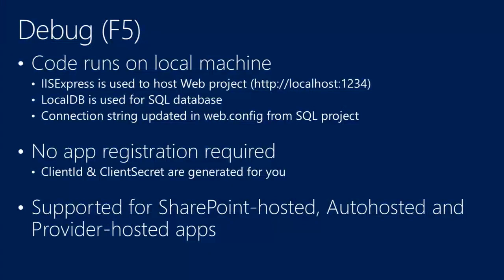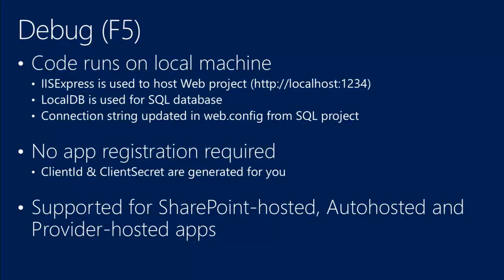Client ID, client secret, is something you need to go to the seller dashboard in order to get, that secret to trust between the web project and ACS. For debugging, we do the magic behind the scenes for you and do a temporary one. And you'll notice that we update the web.config with it every time you debug. So that's just a quick note. And our debugging, we support it across all the hosting models.